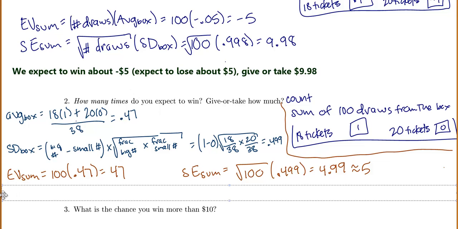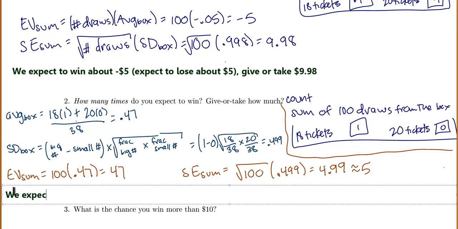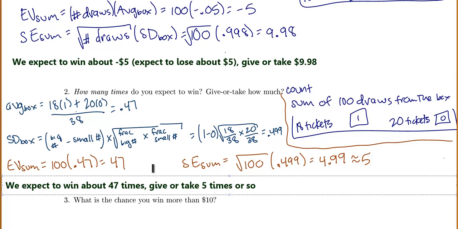So what does this tell us? This means we expect to win about 47 times out of the 100, give or take 5 times or so. So we're expecting to win just a little under half. So even though we're winning, because we're winning less than half, overall, we're actually going to lose money like we saw in part 1.